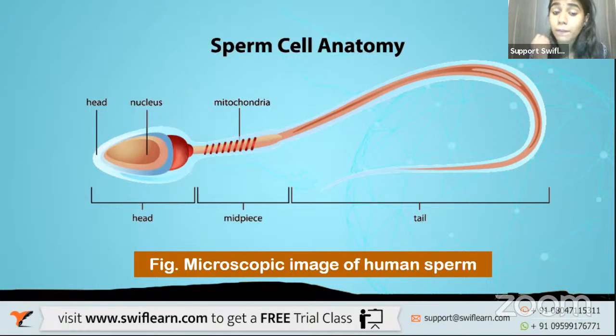So the sperm has a lot of mitochondria because it needs energy to swim through the vaginal tract and reach the fallopian tube of the female. That is why they need energy. And then you have a long tail that you can see here. What will be the use of the tail? To swim.